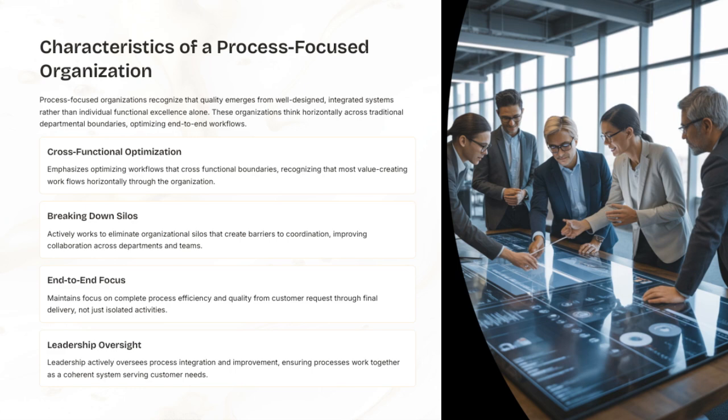This brings us to the concept of cross-functional optimization. Most value-creating work flows horizontally across the organization, crossing traditional departmental boundaries. Recognizing and optimizing these cross-functional workflows is key to driving efficiency and quality. And that leads us to an important point. Organizations that focus on processes understand that quality isn't just about individual departments excelling on their own. Instead, quality emerges from well-designed, integrated systems that think horizontally across the organization. By doing so, they improve the overall flow and create better value for customers.